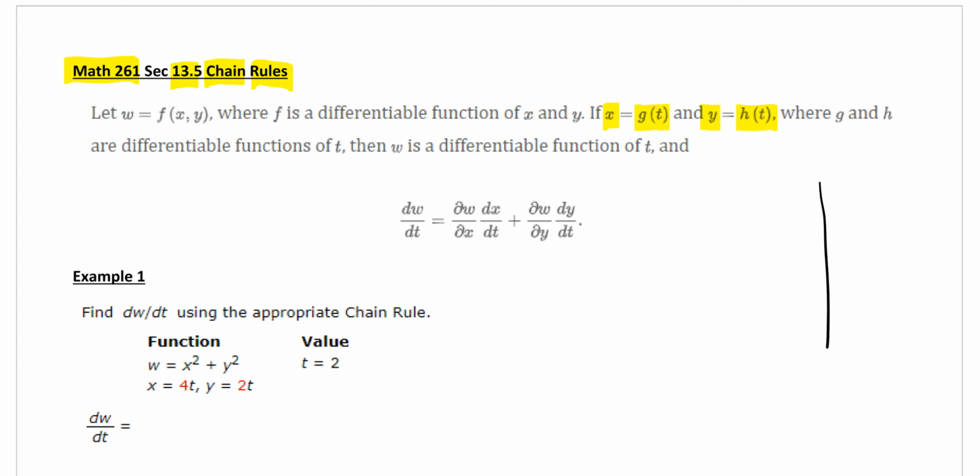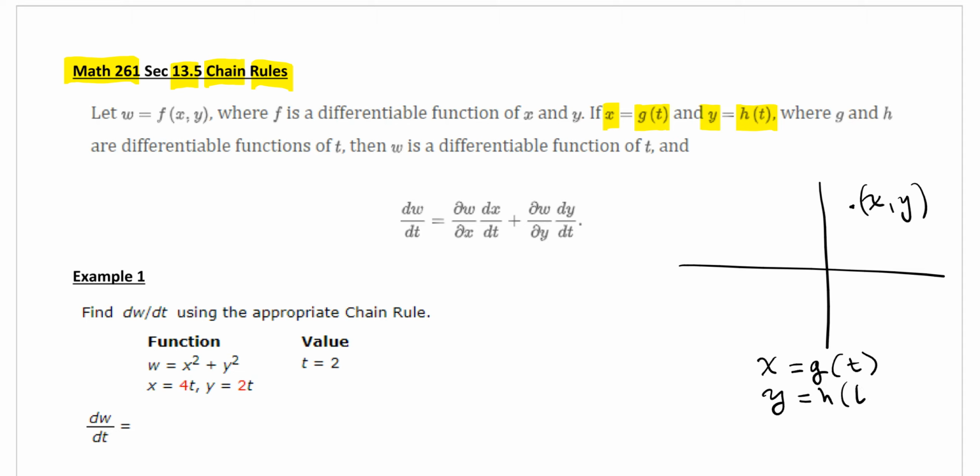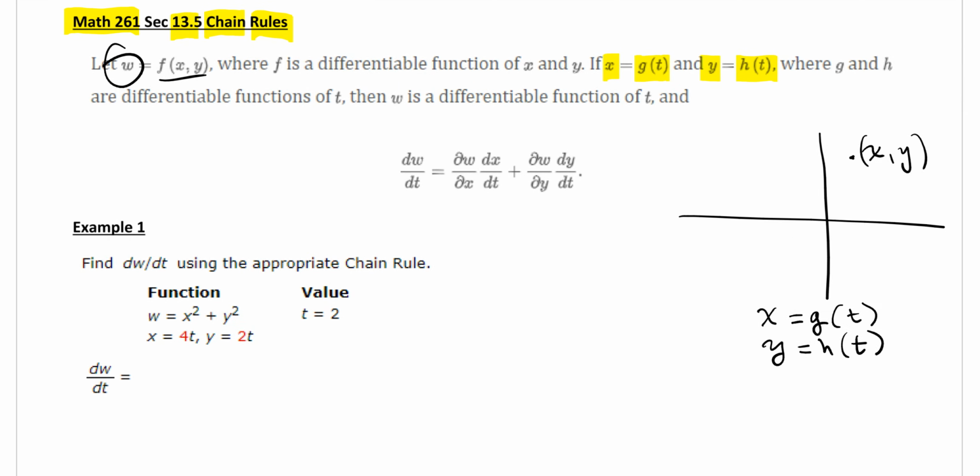This would be the case like in the motion of a particle in two dimensions. You'd have a point x comma y, the position depending on time. So x would be a function g of t of time, and y would be a function h of t of time. And then you have a function w, which is a function of x and y. So you have w of x comma y.